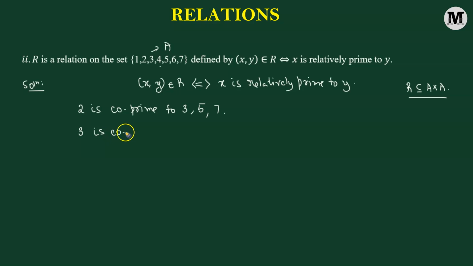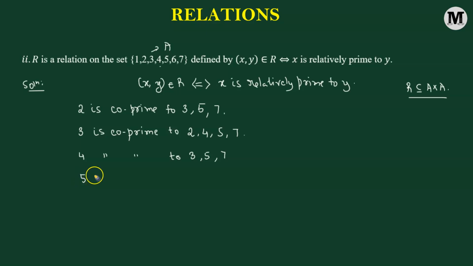now the number 3 is going to be co-prime with what other numbers? It's going to be co-prime to 2, 4, 5, and 7. So 3 is co-prime with these 4 numbers. Next, we're going to pick up the number 4. So 4 is going to be co-prime with 3, 5, and 7.